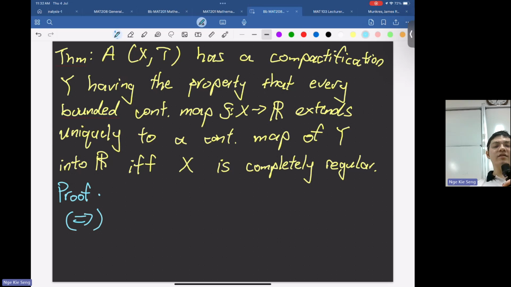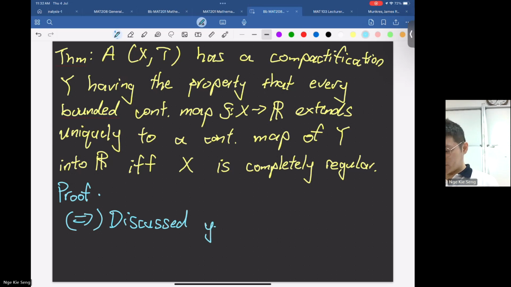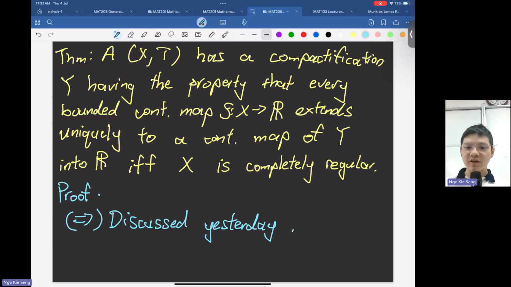And then complete regularity is hereditary. Every subspace of a completely regular space is completely regular. So this is the flow. Actually, I discussed this yesterday already. It's in the notes. So this one we discussed yesterday. The hard part is actually the other way.